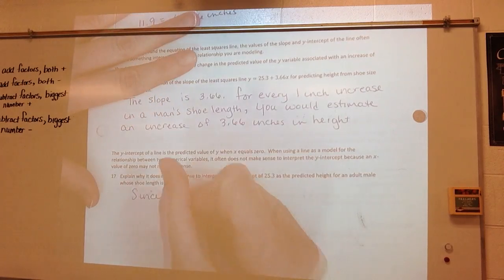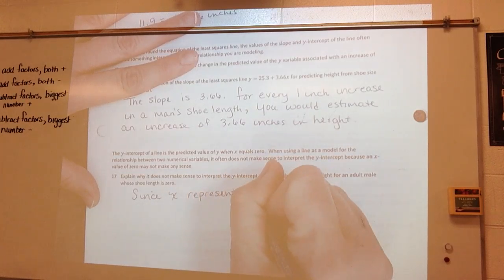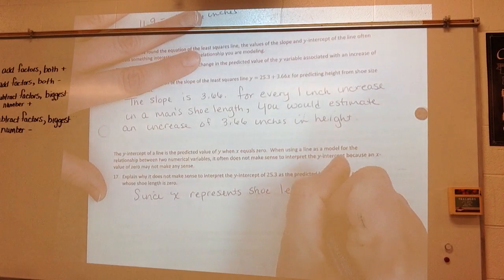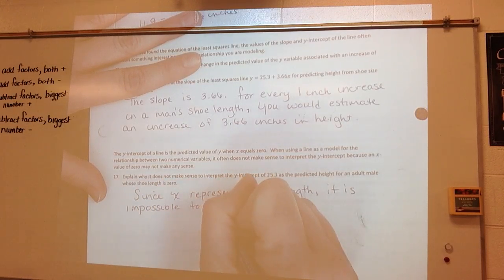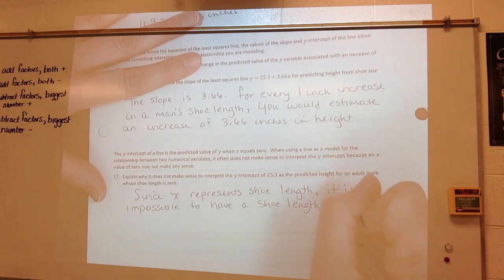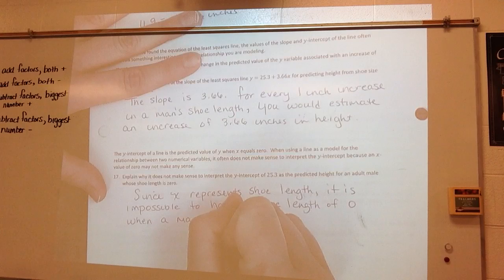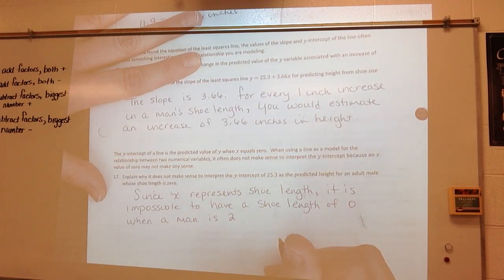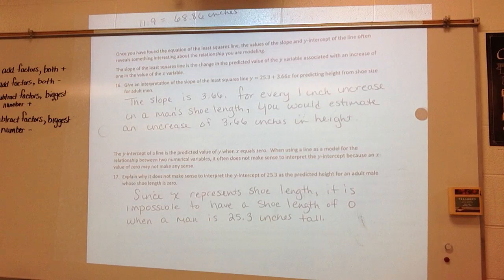So since x represents shoe length, it is impossible to have a shoe length of 0 when a man is 25 3/10 inches tall. That would not make any sense.